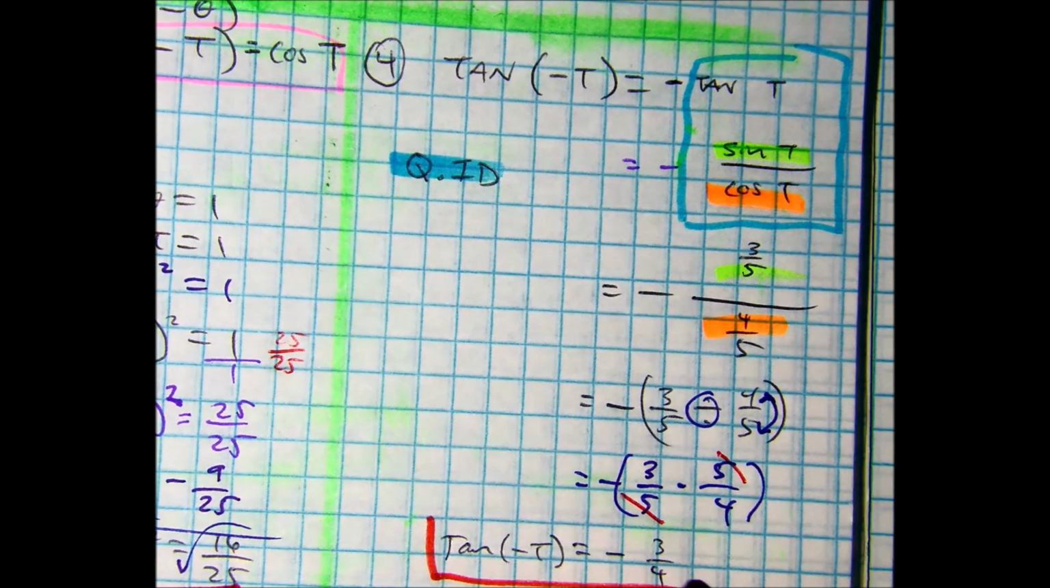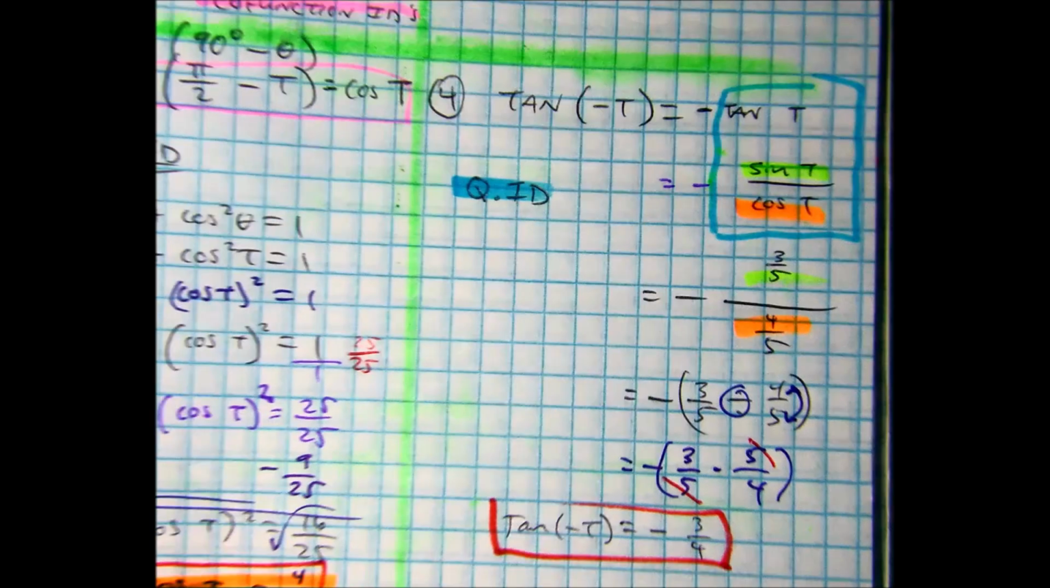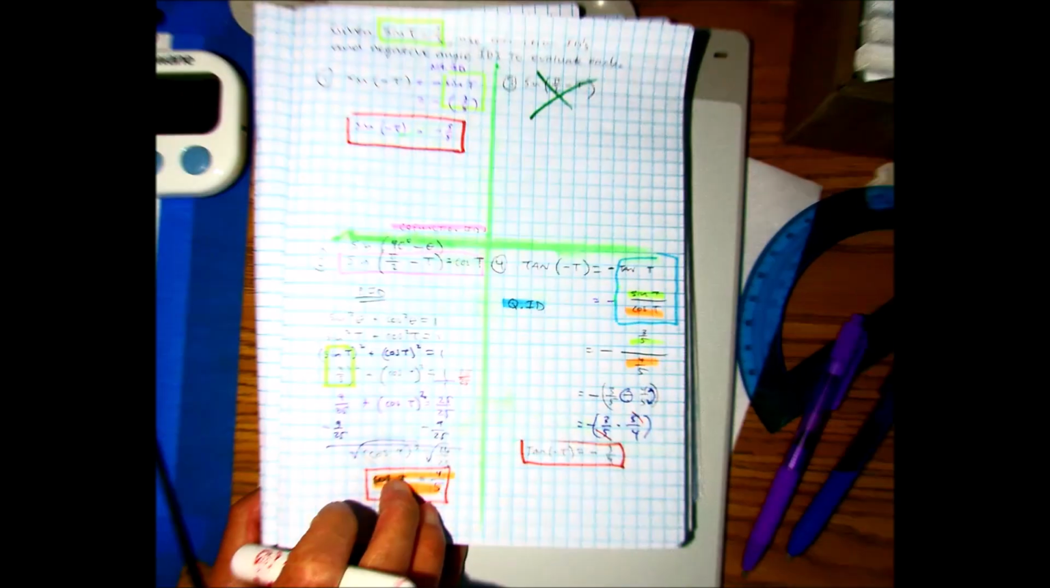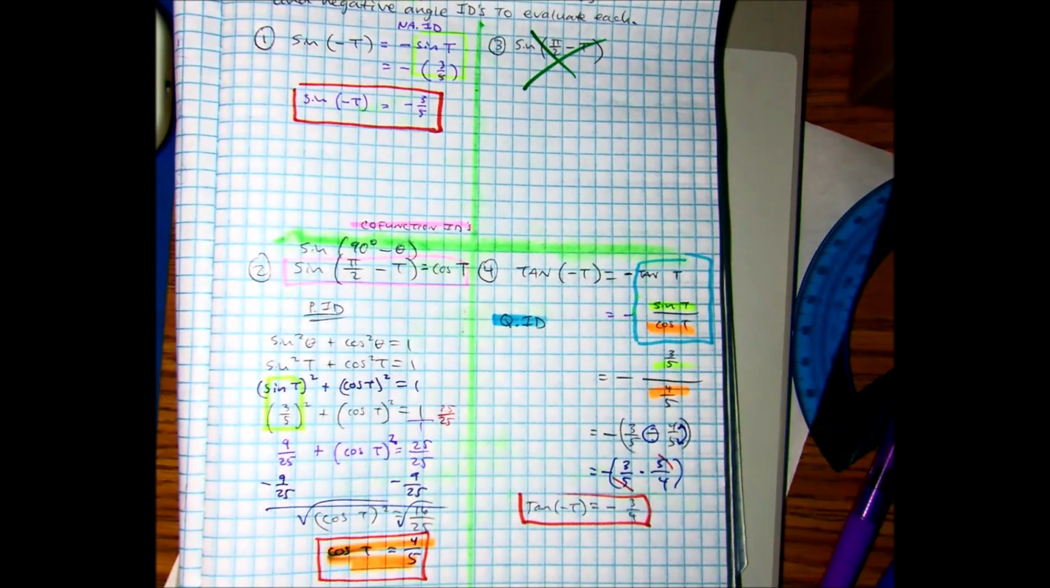So in this problem, we got to do a bunch of things. You have negative angle identities, we had cofunction identities, we had Pythagorean identity, and we had the quotient identity. We basically used all of them, didn't we? Except for the reciprocals.